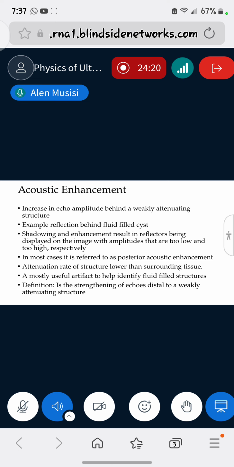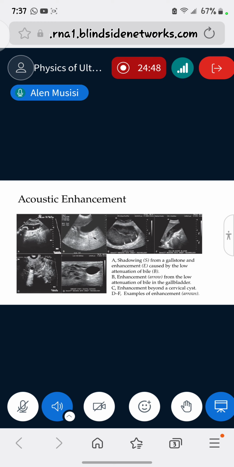The attenuation rate of the structure is lower than the surrounding tissues. For example, the attenuation rate of the cyst is lower than the surrounding tissues. A mostly useful artifact to help identify fluid-filled structures. Acoustic enhancement is the strengthening of echoes distal to a weakly attenuating structure. Here we have a low attenuating structure. For example, we have a gallbladder here.